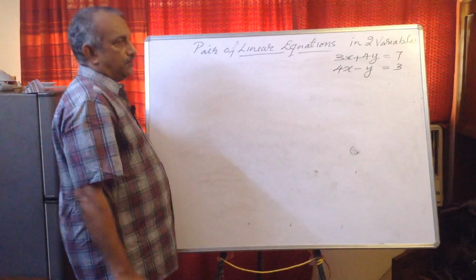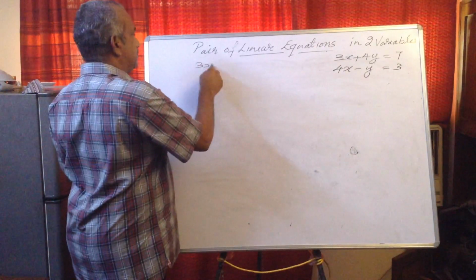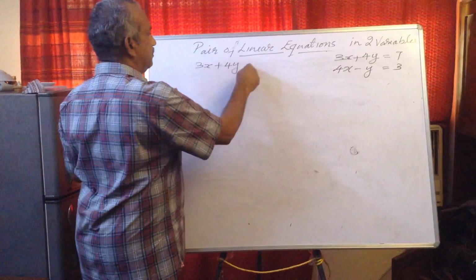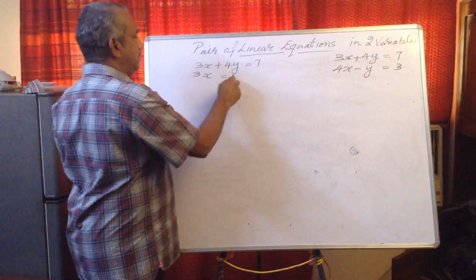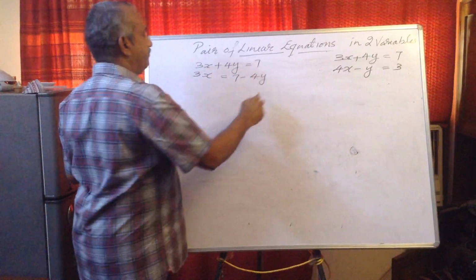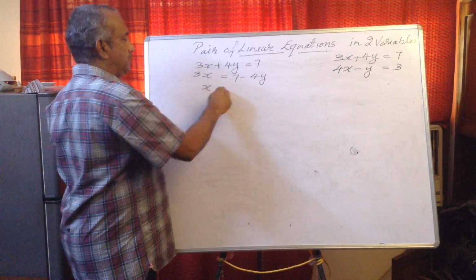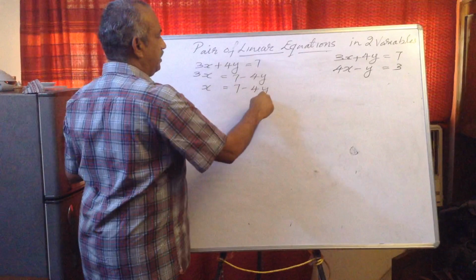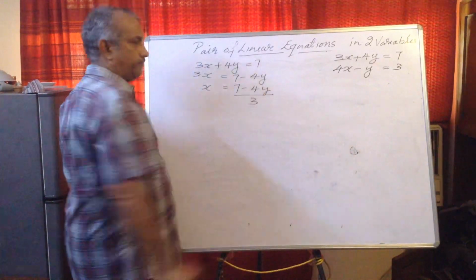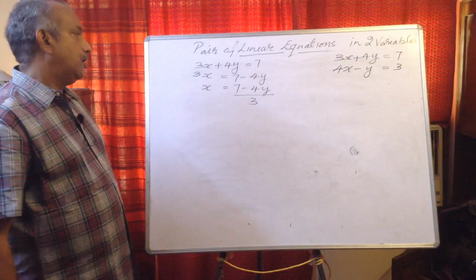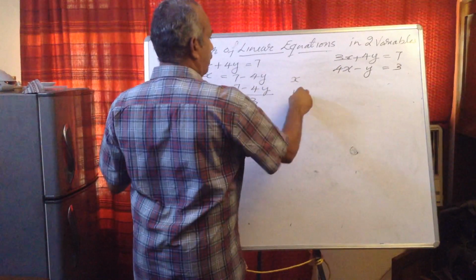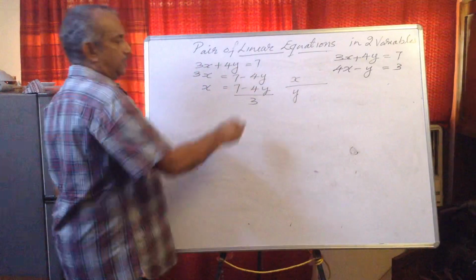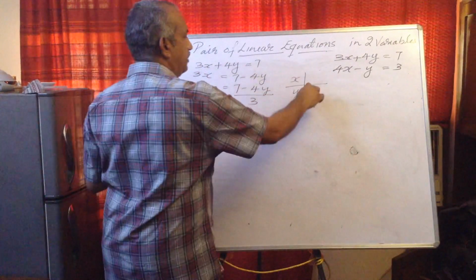So first equation is 3x plus 4y is equal to 7. I am going to rewrite this equation as 3x is equal to 7 minus 4y, and again x is equal to 7 minus 4y upon 3. Now you have to find two solutions, say x, y. Now here in this case, suppose I am putting y equal to 1.